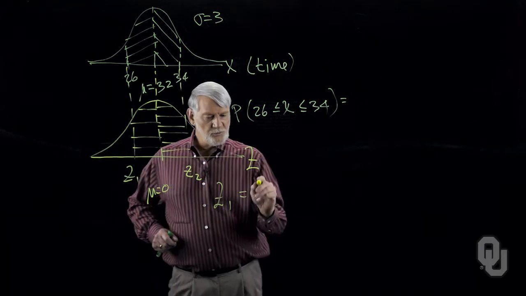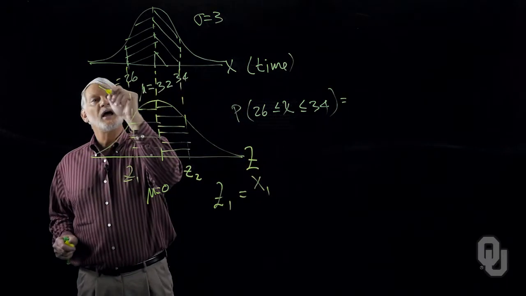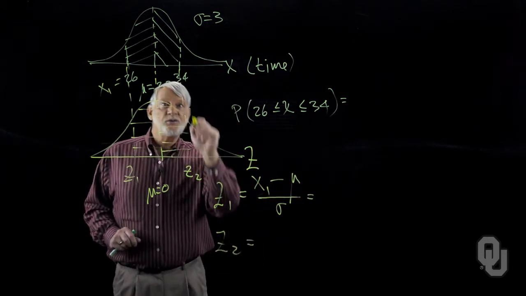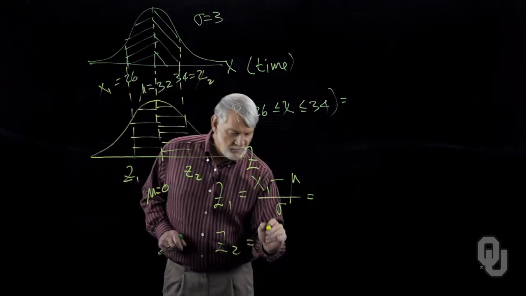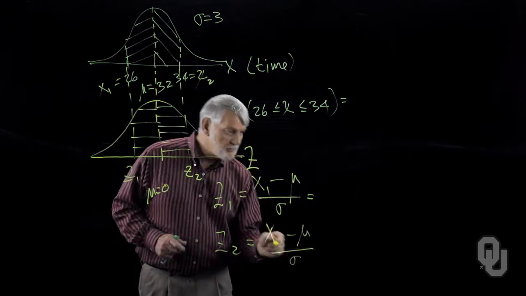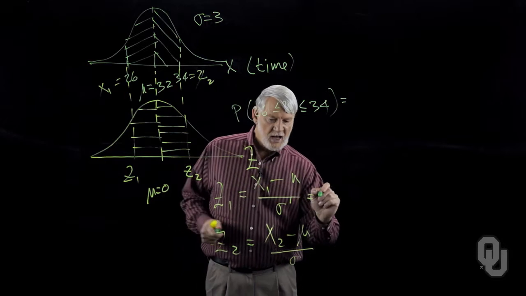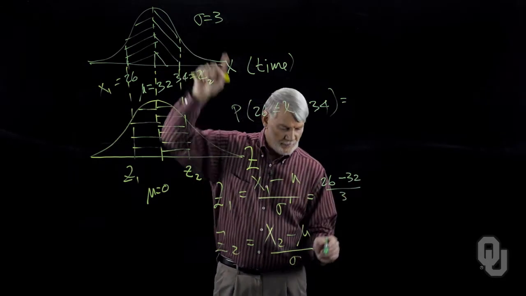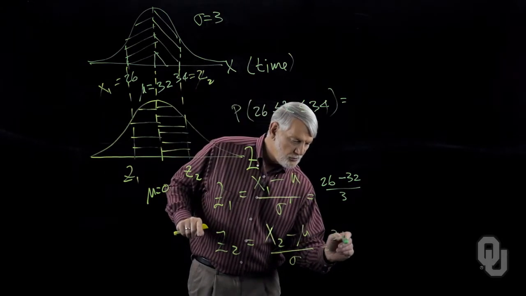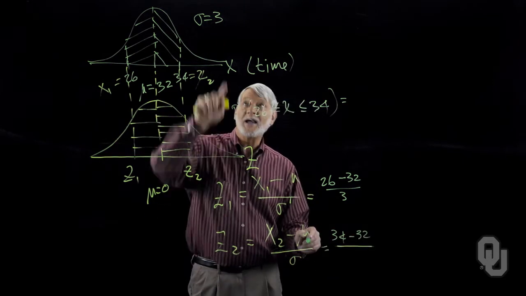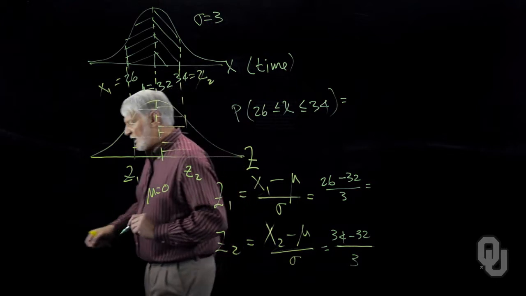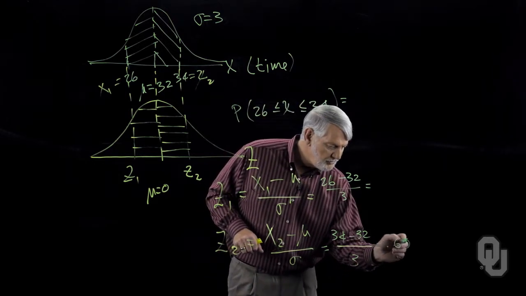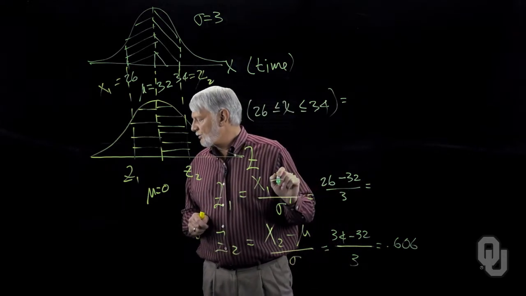So z1 is equal to x1, this here is x1, minus mu divided by sigma. z2 is going to be equal to x2. This one's x2 here. And so I've got x2 minus mu divided by sigma. Okay? Now, if I put in my numbers, I'm going to get x1 is 26 minus 32 divided by sigma is 3. Here, I've got x2, which is 34 minus 32 divided by sigma, which is 3. And if I calculate those out, then I'm going to end up with this one is equal to 0.606, and this one here is going to be equal to 2.